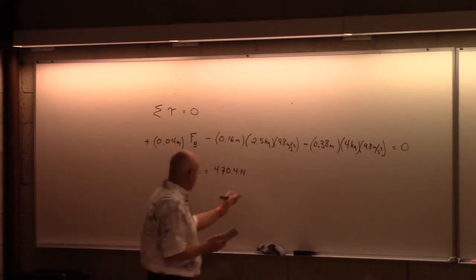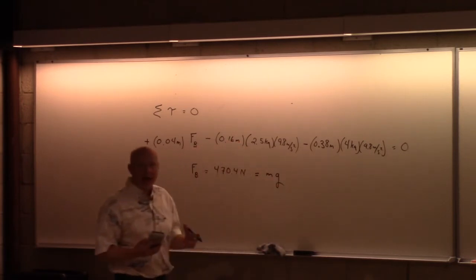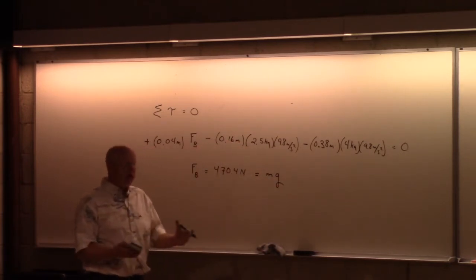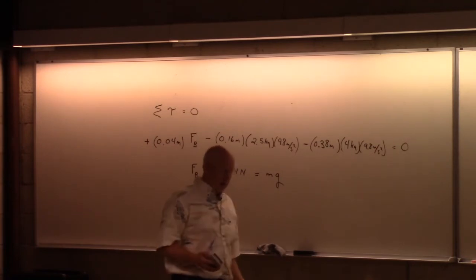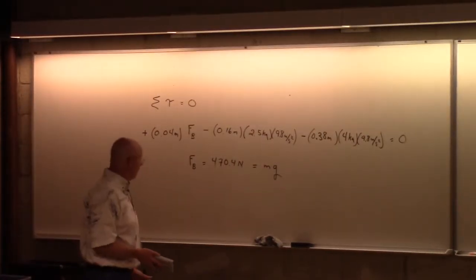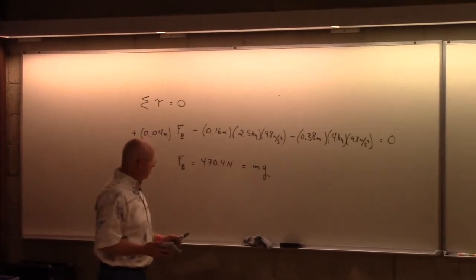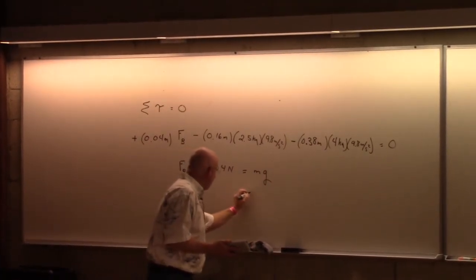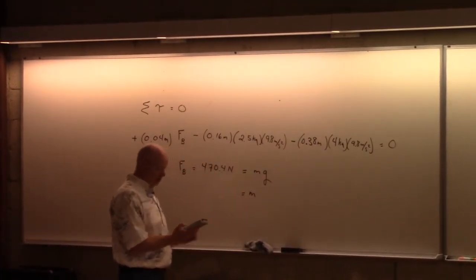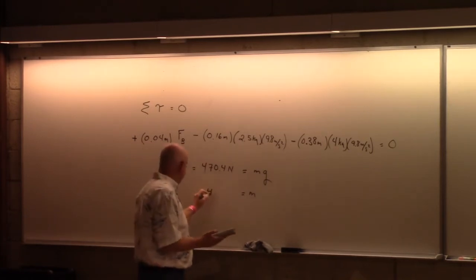Now maybe so I can do a comparison, how much mass would that be? If I just had a big box here like this air filter right here, how much would that thing weigh? If that thing weighed 470 newtons, then what would its mass be? So I'm going to divide that by 9.7 and get 48 kilograms.